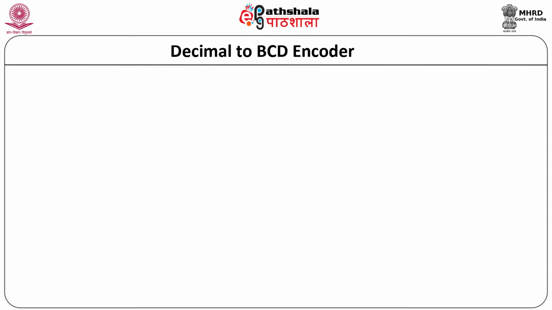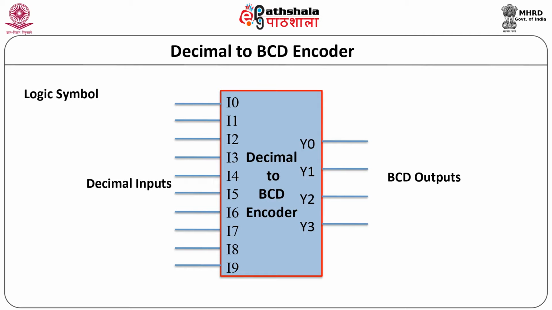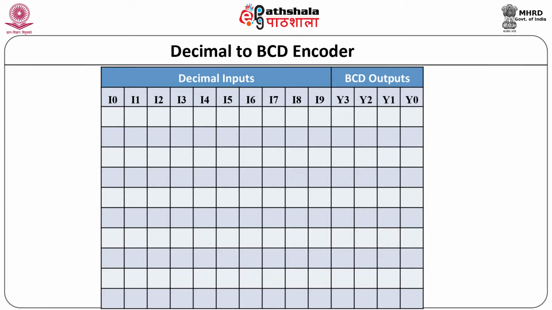Let us now consider another encoder, that is decimal to BCD encoder. A decimal to BCD encoder is also known as 10-line to 4-line encoder. It accepts 10 inputs and produces a 4-bit output corresponding to the activated decimal input. The truth table of decimal to BCD encoder is shown in the table. There are 10 inputs corresponding to 10 decimal inputs I0, I1 to I9 and 4 outputs Y0, Y1, Y2 and Y3. Let us look at the table carefully.